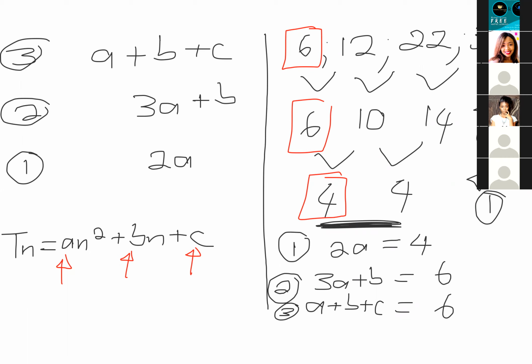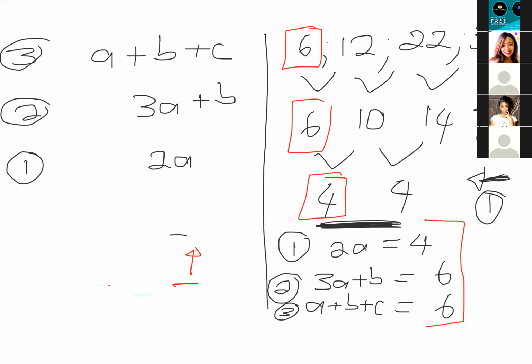And then once I've figured all of this out, once I have these 3 equations, then it's going to be easy for me to calculate what's my A, what's my B, and what's my C, because that's ultimately what I'm looking for, remember. So now I'm going to start calculating. I'm going to say 2A is equal to 4. Therefore, what's my A? It's 2. My A is equal to 2.